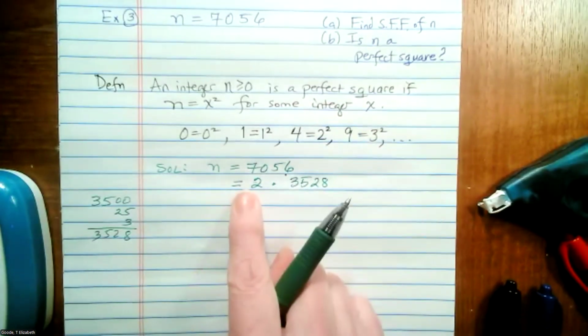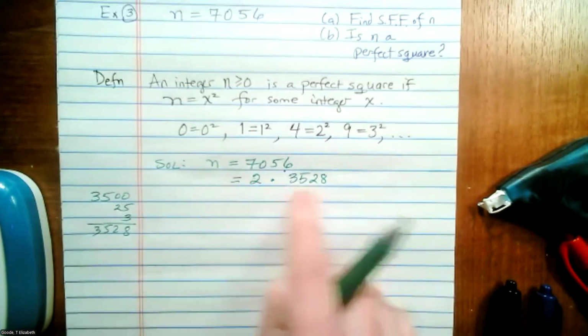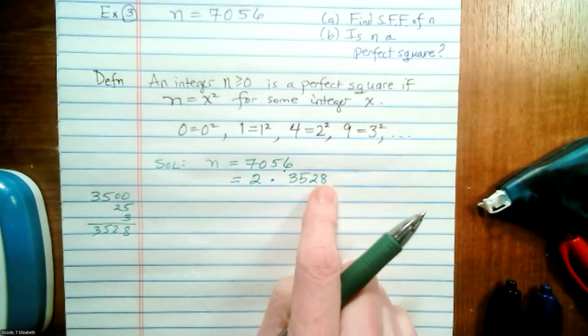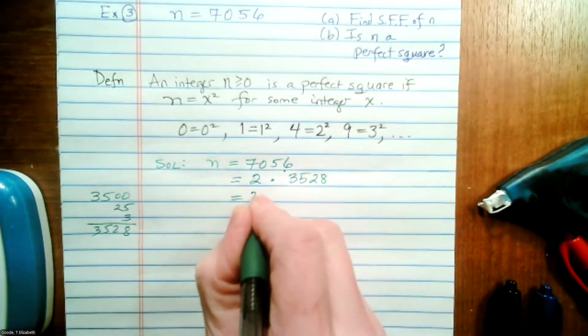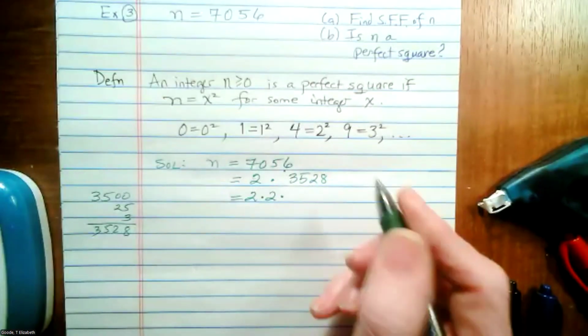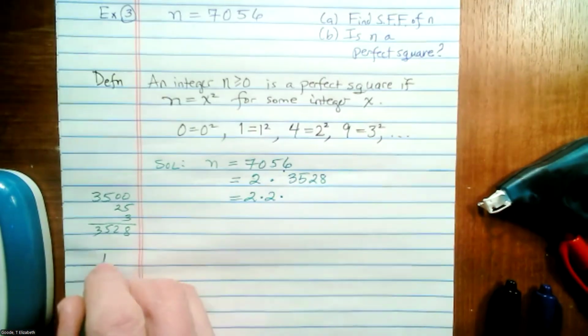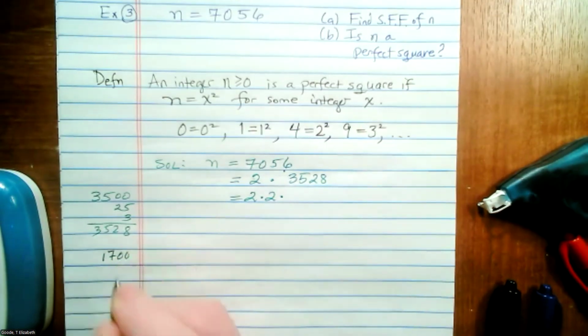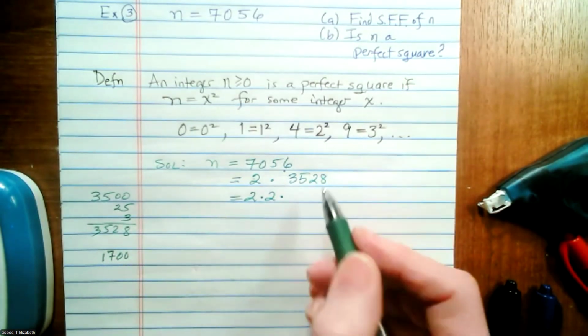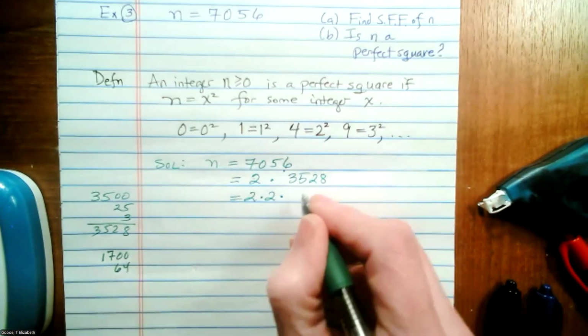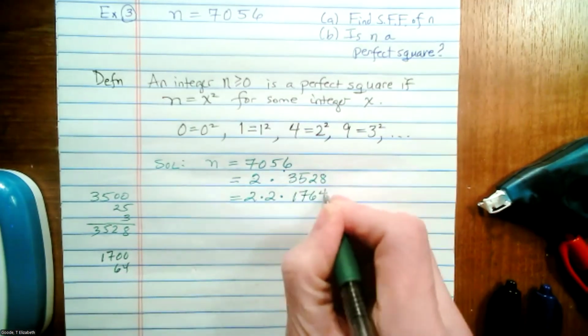Now we can't break the 2 down, obviously, but we can break down 3528 because it's not prime. And in fact, it's even, isn't it? Pull a 2 out of that. So 2 times 2 times, okay. So half of 3,400 is 1,700. Then we've got 128 left, and half of that is 64. So it's 1,764. You can check me.